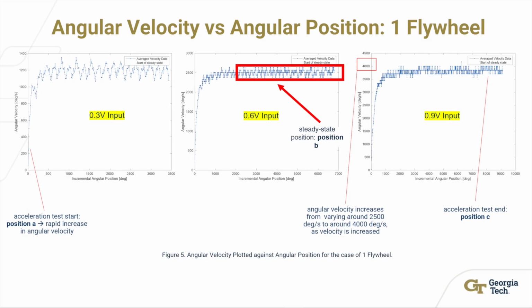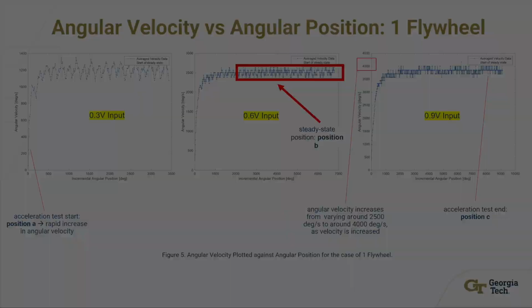and C. These plots show averaged angular velocity data versus angular position with only one flywheel attached to the engine. It is observed that there is an increase in angular velocity between 0.3 and 0.6 volts, as well as an increase between 0.6 and 0.9 volts.